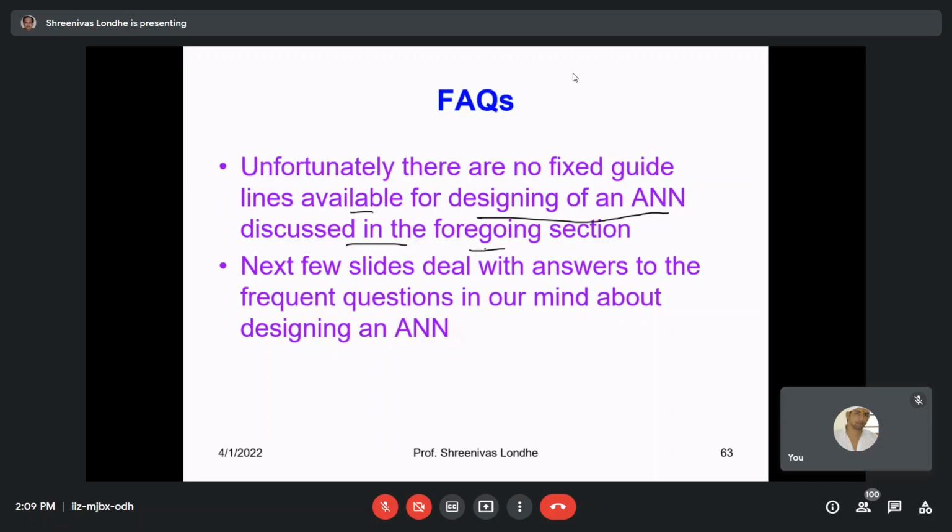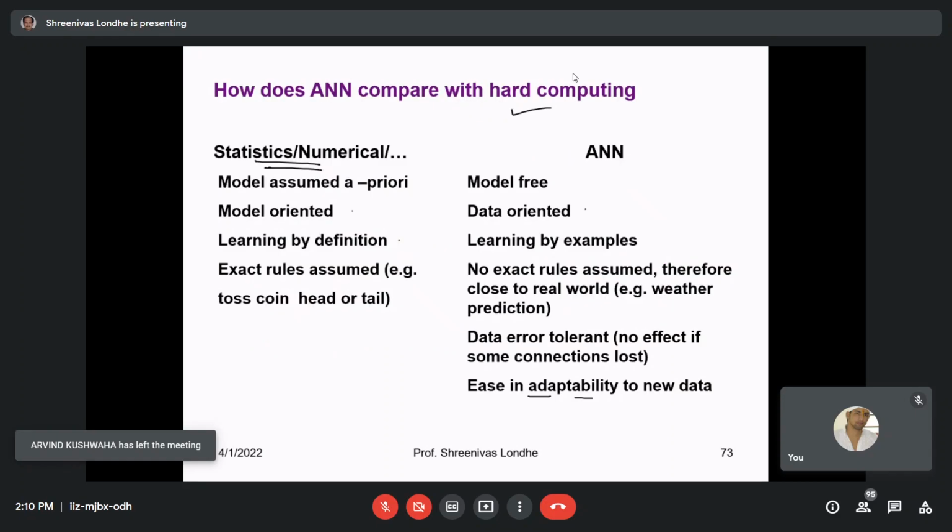How does ANN compare with hard computing? See, statistical numerical models we have seen, we have used this. These models a priori require the knowledge. Model orientation is also there. We learn by the definition. Data requirement is very, very high.